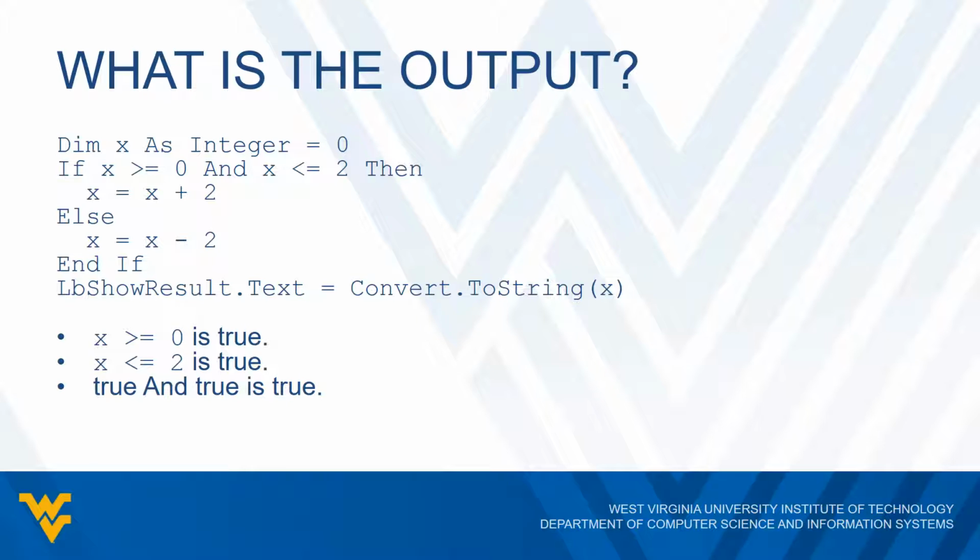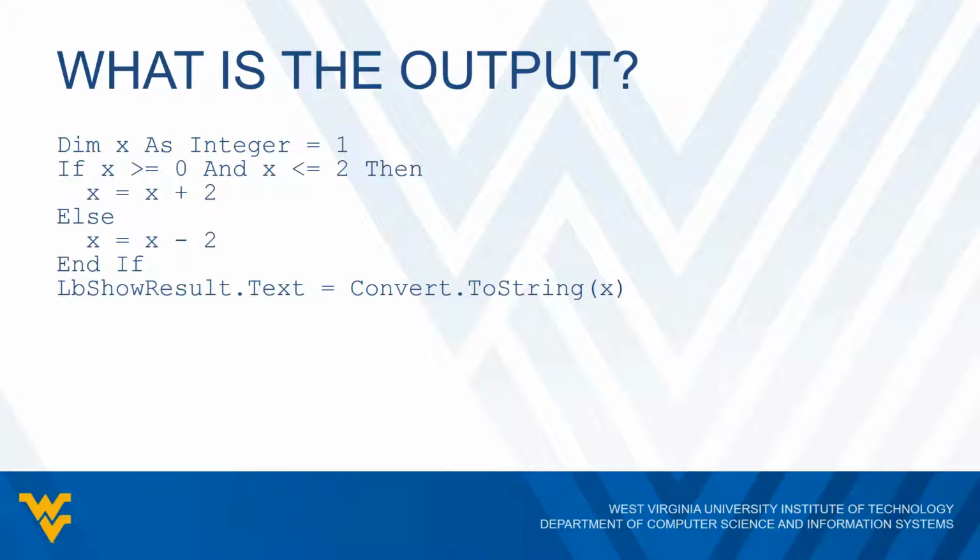That's going to be true, which means we go into the then portion of our statement, and we're going to set x to be x plus 2. Well, x is 0, and 0 plus 2 is 2. So at this point, x is 2. So we go to the end of our code, store 2 in our label, and our output is going to be 2.